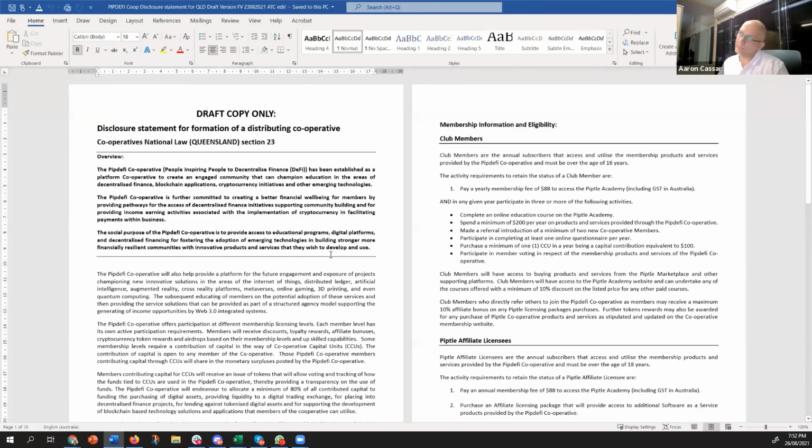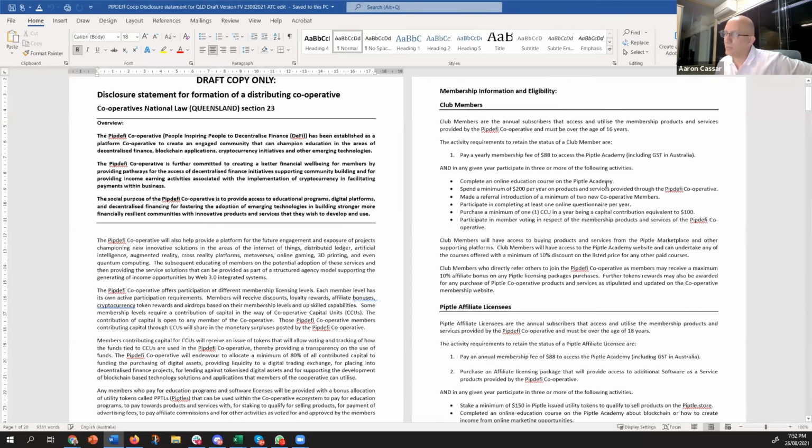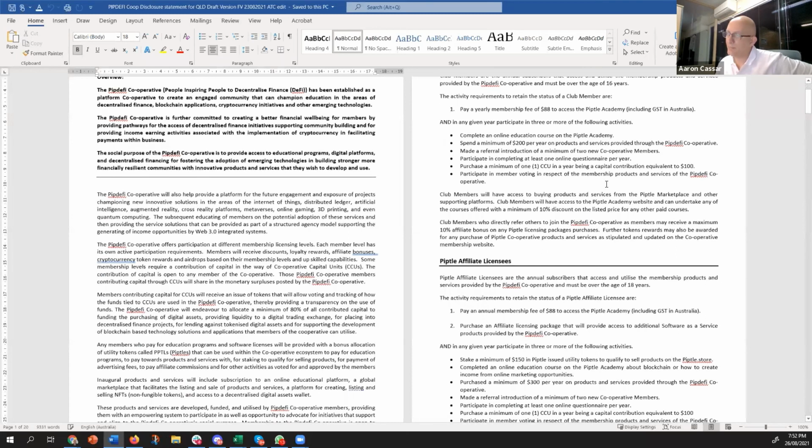So this is our cooperative document here. You can see basically here the DeFi Cooperative. It's been established as a platform co-op to create an engaged community that can champion education in the areas of decentralized finance, blockchain, crypto, and emerging tech. All right, different participation levels.